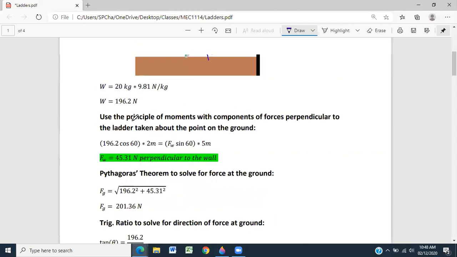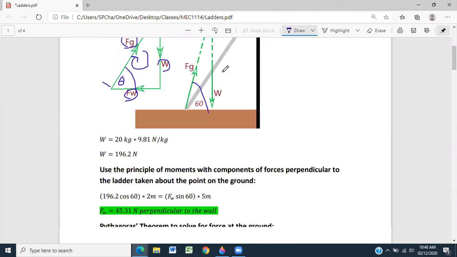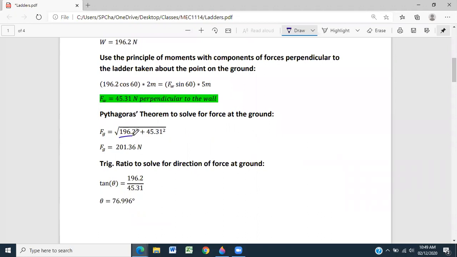How do we do that? Simply, Pythagoras' theorem, find the length here. Because we know the magnitude of W, we know the magnitude of Fw, so we use Pythagoras' theorem. But after finding Fg, we still need to find theta because we know Fw is perpendicular to the wall, but we don't know the direction of Fg. So we need to find theta so that we can accurately describe the reactions at the ground. So first, Pythagoras' theorem, use the two you find. Carry over, square root, solve. Fg, we find that to be 201.36 newtons.